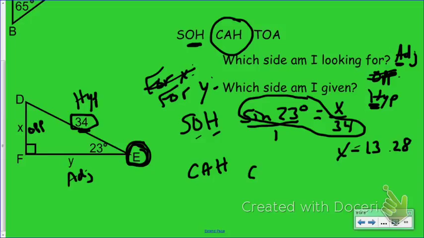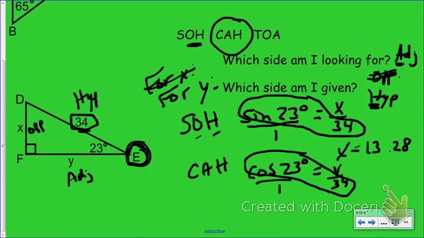So I write out my equation, cosine, then the degrees, 23, equals A over H, so that would be y over 34. If you want to put the left side over 1 just to be safe. But you can see on this one it's going to be cosine 23 times 34. So cosine 23, close the parentheses, times 34, and I get 31.30 if I round to the nearest hundredth.